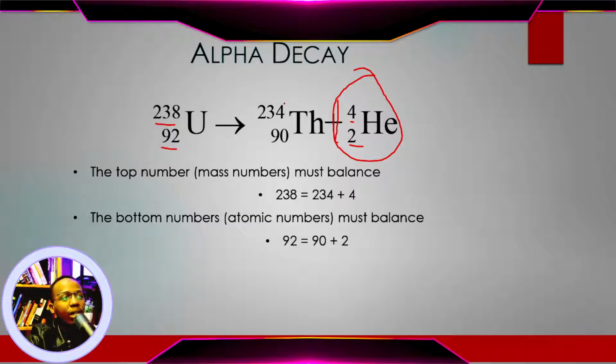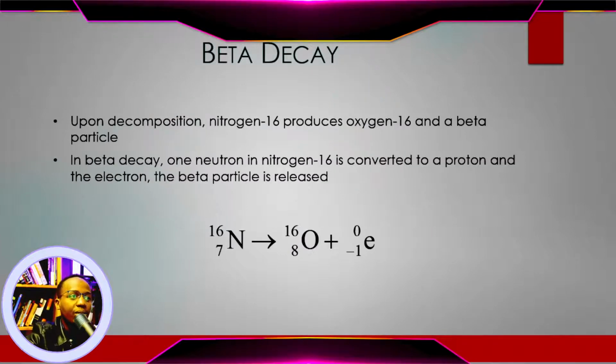So I want you to pay attention to this. 92 here is equal to 90 plus 2. That's the rule. And then up here, 238 is equal to 234 plus 4. So that means that the sum of the numbers on this side has got to be equal to the sum of these numbers, right? Why is it important? It's important because if I give you an unknown reaction and I ask you to complete it, you've got to remember that. But let's look at another example.